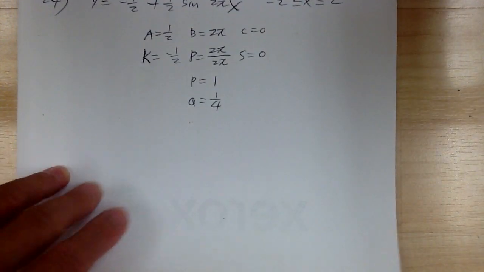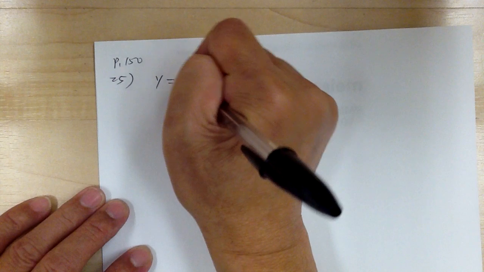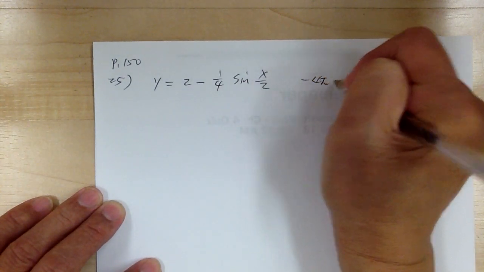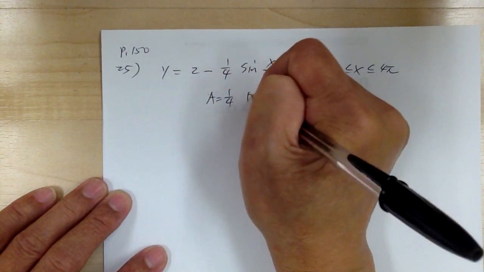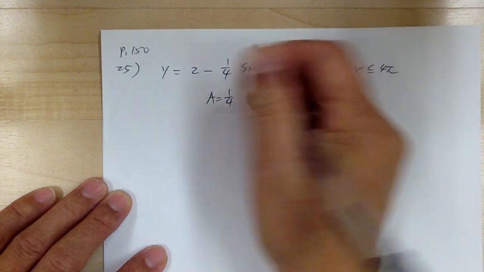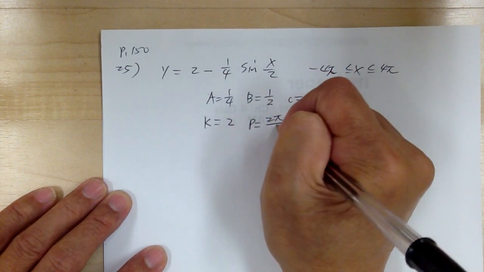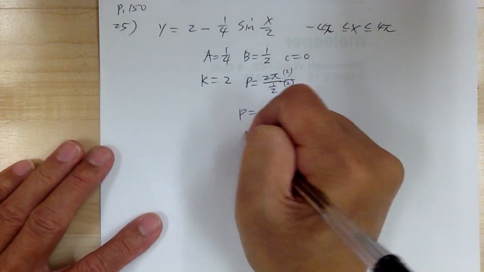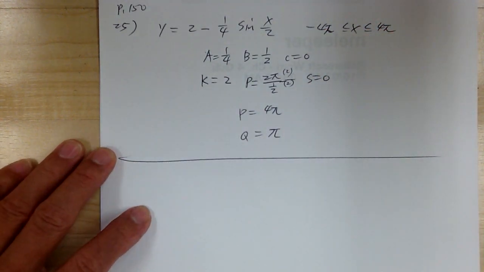Let's go to number 25. Number 25, you have y equal to 2 minus 1/4 sine of x over 2, and you want to go from negative 4 pi to 4 pi. Okay, so a equal to 1 over 4, b equal to 1/2, c equal to 0, and now k equal to 2. p equal to 2 pi over b, and if you multiply by 2, p equal to 4 pi, so q is 1/4 of that, so it'd be pi, and c equal to 0, so s equal to 0. Okay, so that's going to do number 25.